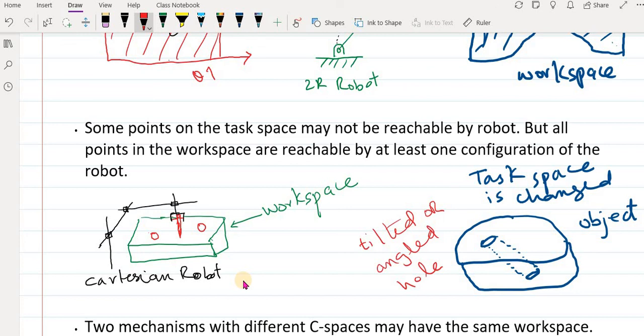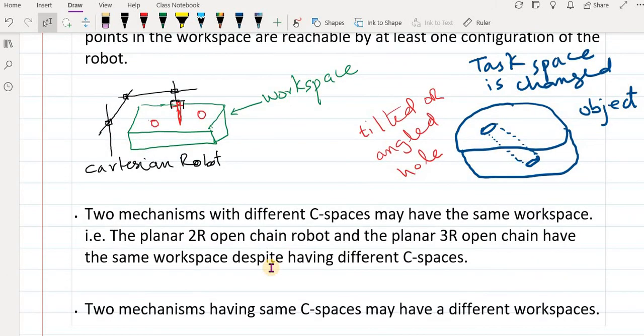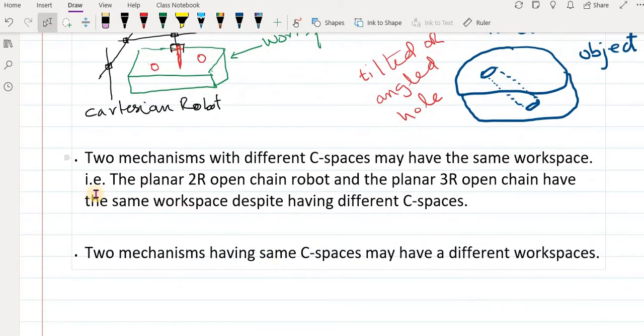So this cannot be reached by this robot. So that's what it's trying to say. Okay, now moving quickly forward, two mechanisms with different C spaces may have the same workspace.